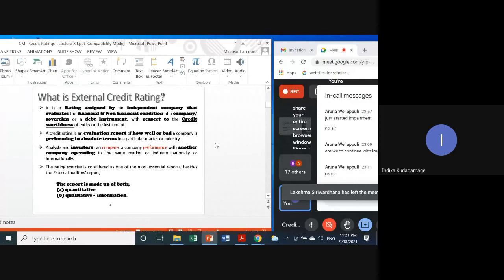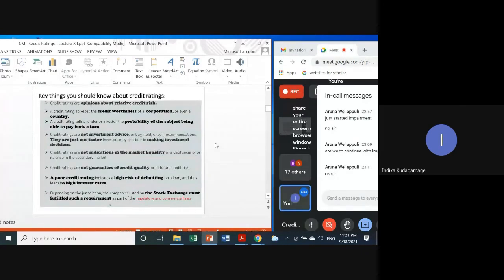Quantitative and qualitative information. Key things you should know about rating: it is an opinion about the relative credit risk. This is only creditworthiness, nothing else. They are not talking about anything else. It is only creditworthiness. It is not a buy or sell decision.